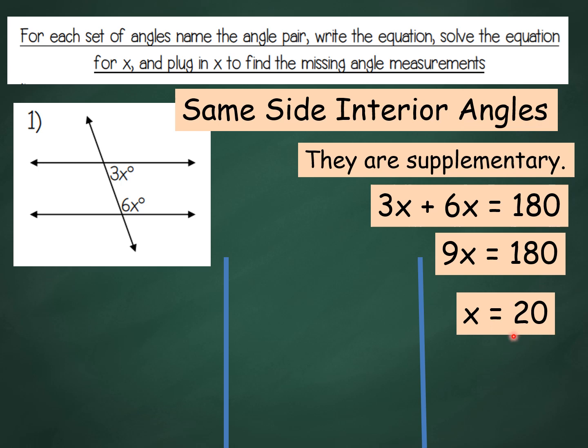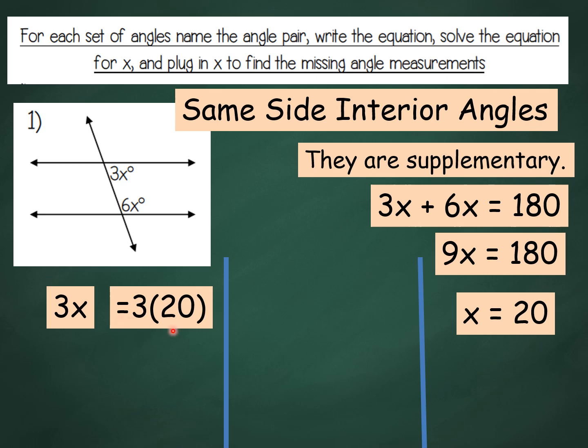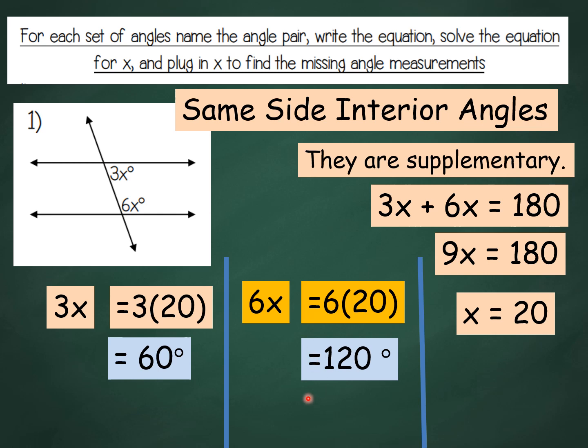Ngayon, yung 20 na yan, isa-substitute po natin dito sa ating first expression, which is 3x. So, we have 3 times 20. So, we have 60 degrees. So, the first angle is 60 degrees. Ito yung 60 degrees. Ngayon, para naman sa pangalawa, sa 6x, sa-substitute ulit natin, makakakuha tayo ng 120 degrees.